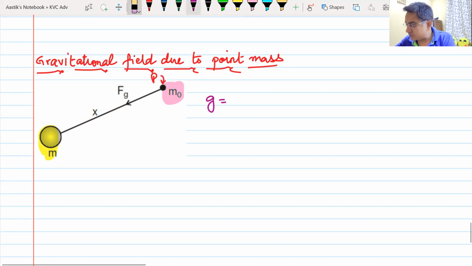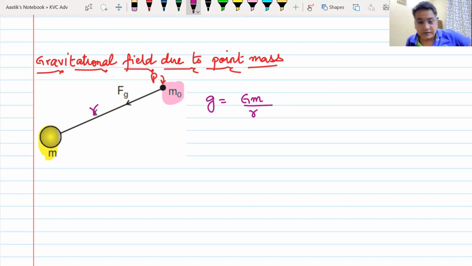G into m by r square, where r is the distance of the point from the point mass. Do we understand this? Yes or no? Sorry, Gm by r square. Do we understand this? Yes or no?